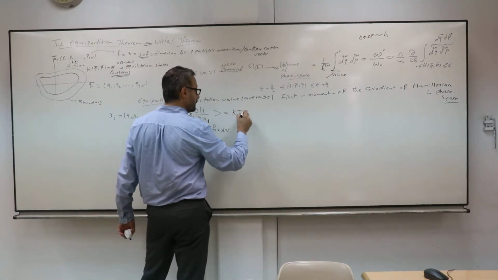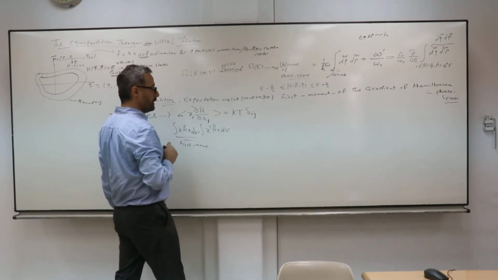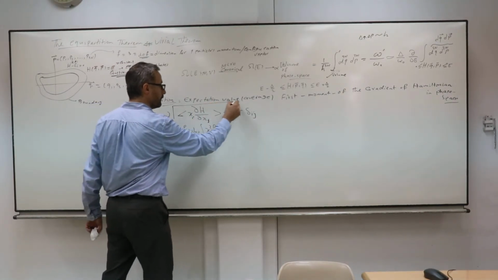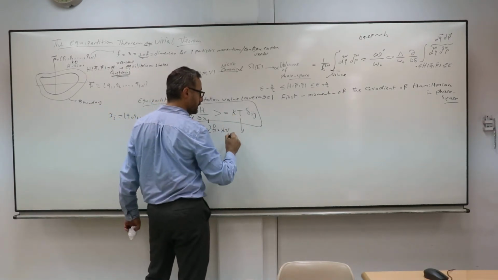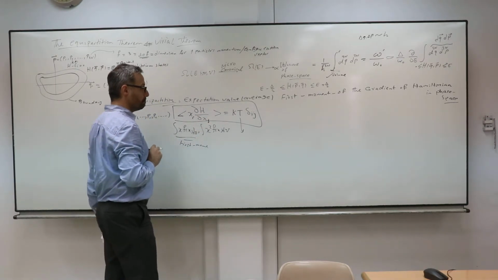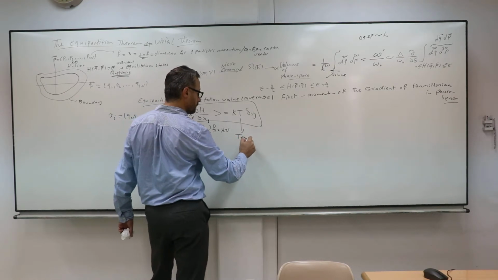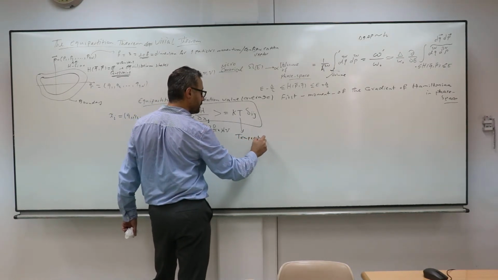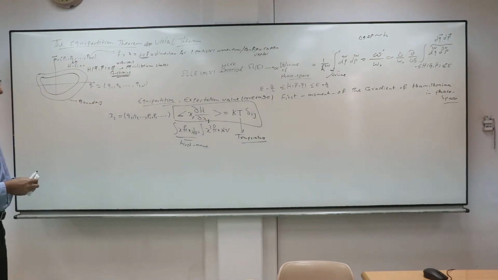We will prove that, surprisingly, this is equal to kT delta_ij. T is the temperature, so it's the only parameter for the microcanonical system. Temperature. So the average of the first moment of the gradient of the Hamiltonian is given by this.